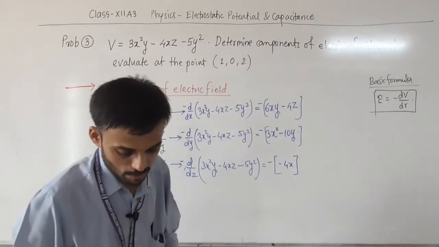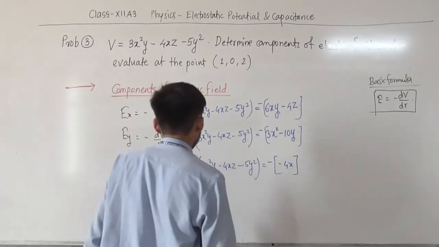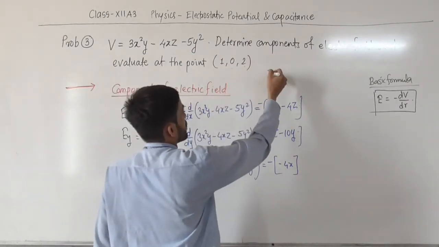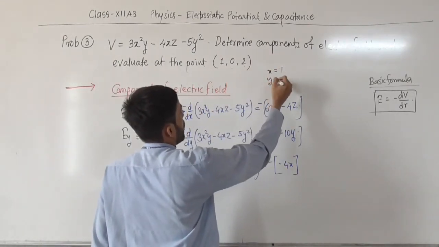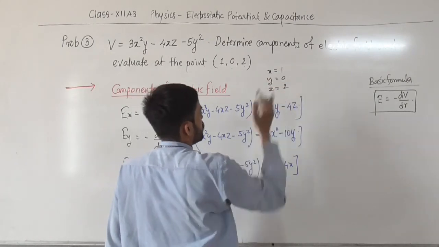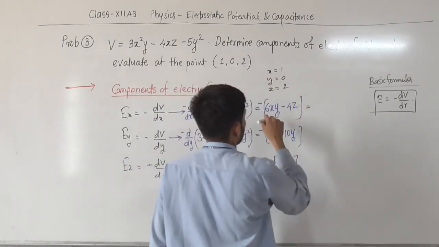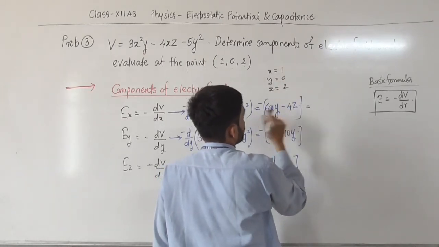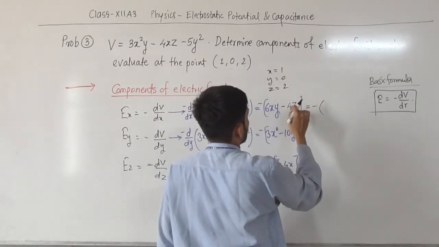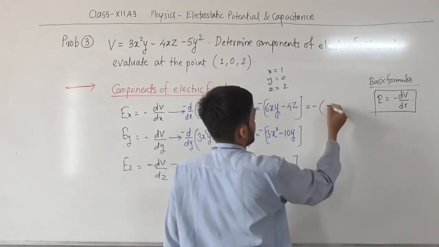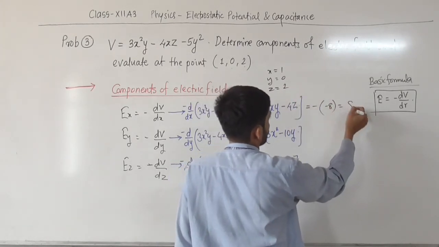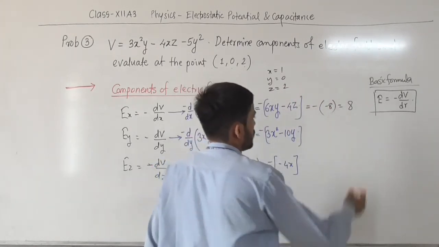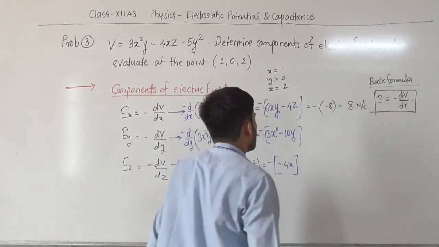और इवैल्यूएट एट पॉइंट. पॉइंट कितना दिया है? 1, 0, 2. मतलब x 1, y 0, z 2. बराबर. यहाँ पे वैल्यू डालते हैं x 1, y 0, ये 0 बन जाएगा. माइनस ऑफ 4z, 4 to the 8 माइनस 8 माइनस माइनस प्लस. सो 8 न्यूटन पर कूलम.